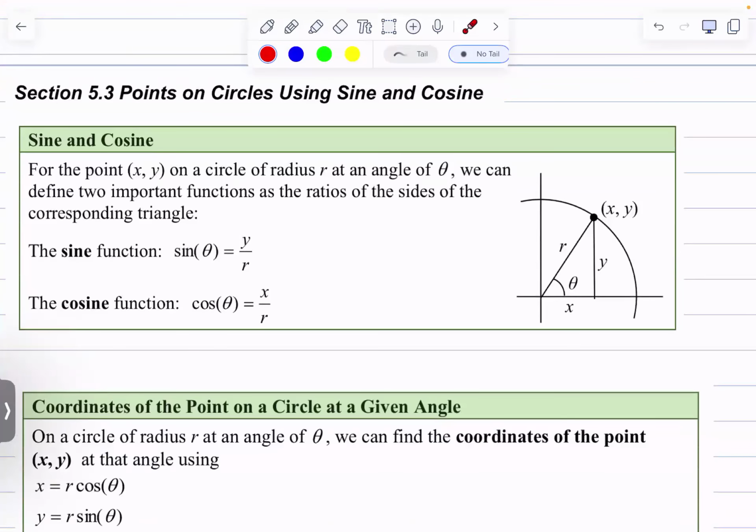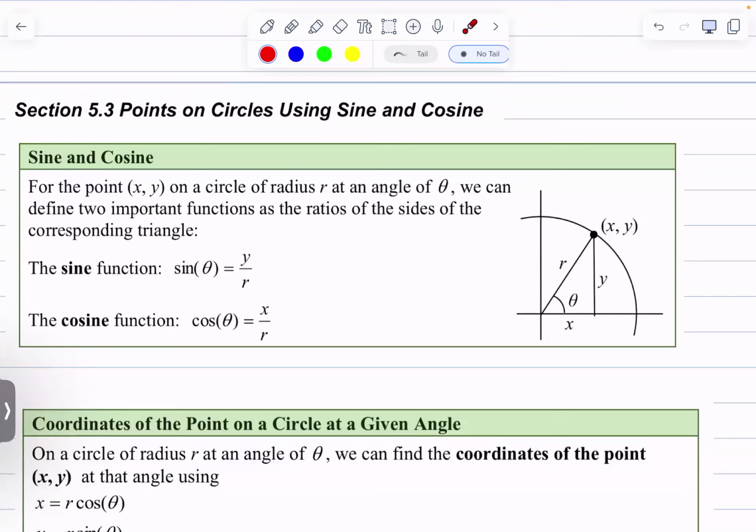All right. Points on circles using sine and cosine. If we have a point on a circle like this, then we could imagine a triangle in here. In fact, it would be a right triangle, right? Drop onto the x-axis and then figure out what your y value is over here, for your height. And so you get this right triangle.